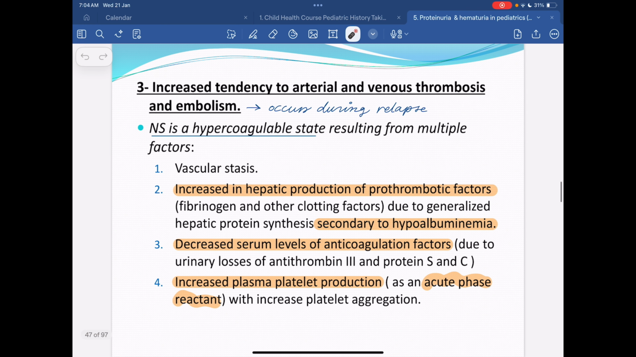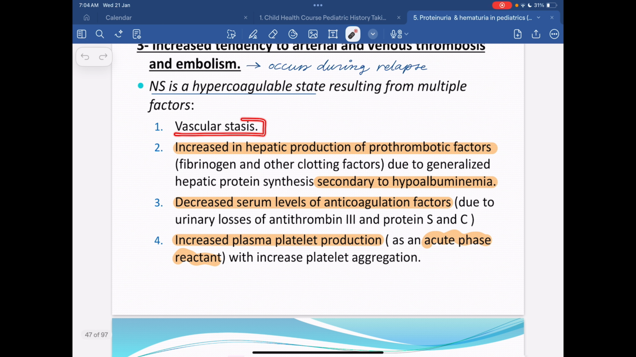عندنا increased tendency to arterial and venous thrombosis and embolism. These tendency هذا نلاحظه مع episodes of relapse. So nephrotic syndrome is a hypercoagulable state resulting from multiple factors. Why is it hypercoagulable? عندنا vascular stasis لأنه في compression from the outside بسبب الفلويد اللي في الانترستيشم يضغط على blood vessels، صار عندنا stasis.